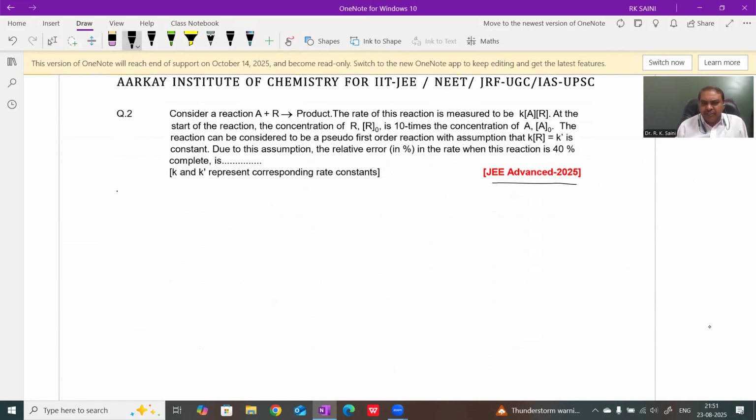Consider the reaction. First we read the question carefully, then note the given values and then solve the problem. The rate of this reaction, the actual rate of the reaction, is K into A into R, as given in the question.